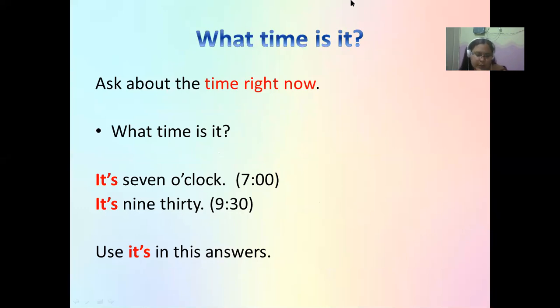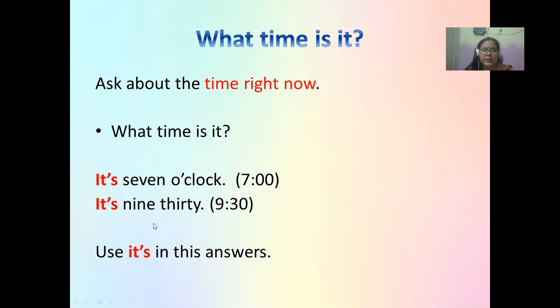the question that you are going to make is, what time is it? What time is it? Look, this question is to ask about the time right now. Ask about the time in this moment. What time is it? Look at the options. Oh, it's 7 o'clock. What time is it? It's 9:30. And in parentheses, we have the time in numbers. We are going to use it's in these answers.